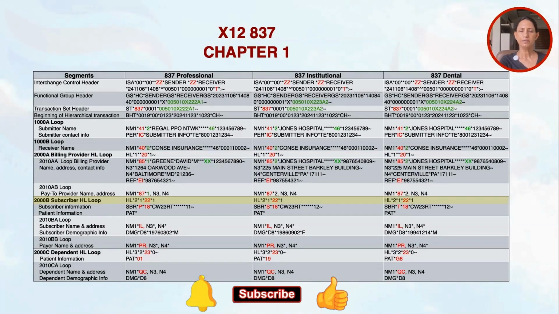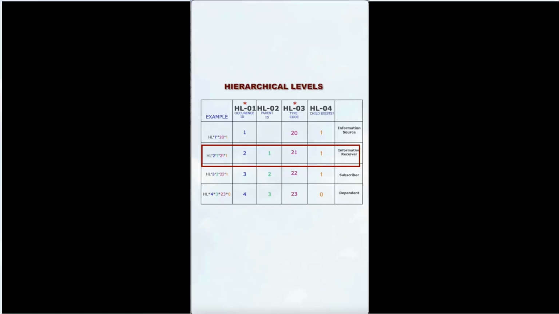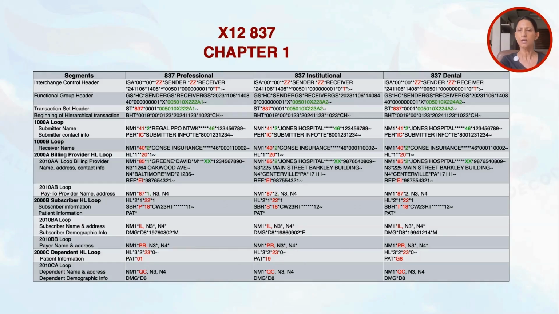Now the 2000B subscriber HL loop. It's the second hierarchical level in this transaction set and it's for the subscriber. The code used here is 22 in HL03 and it stands for subscriber. You'll notice that the 837 transaction set does not carry the hierarchical level for destination or receiver with the code 21. This is because the destination hierarchical level is required more in cases of inquiries like the 270, 271 or 278 transaction sets, but it's not needed in the 837 transaction set.